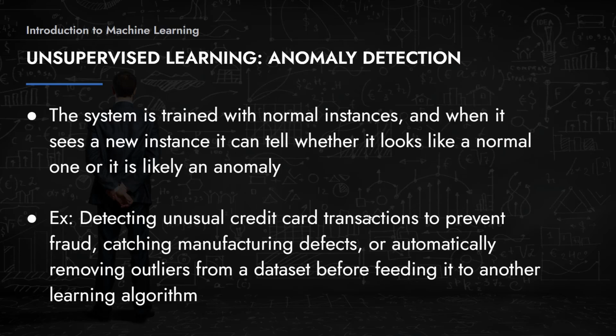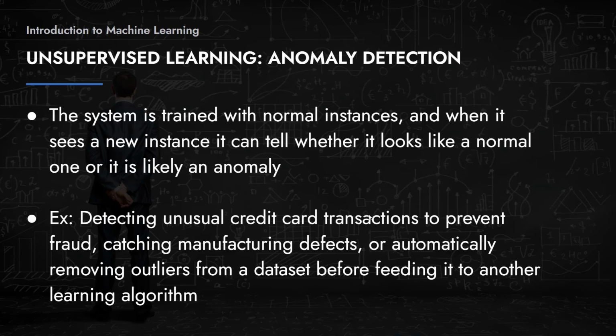And anomaly detection. The system is trained with normal instances, and when it sees a new instance, it can tell whether it looks like a normal one or it is likely an anomaly. That's essentially how an anomaly detection algorithm works. You give it non-anomalous instances, and so it gets acquainted with what normal instances look like, and when something that doesn't fit that impression comes along, it detects it as an anomaly.